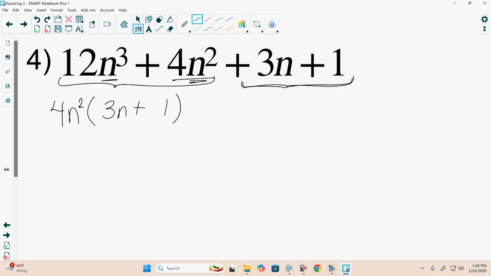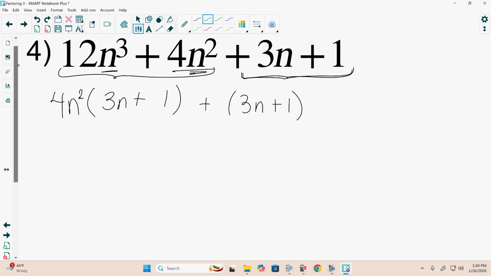Now that we finished doing that, we're going to look at the other 2 terms. We're going to look for a greatest common factor between 3n and 1. 1. There is no other common factor between 3n and 1. So there's nothing we can take out, and we actually just bring it down. But even though there's not a greatest common factor between 3n and 1, our 2 terms that we do have something now in common with both, yes?